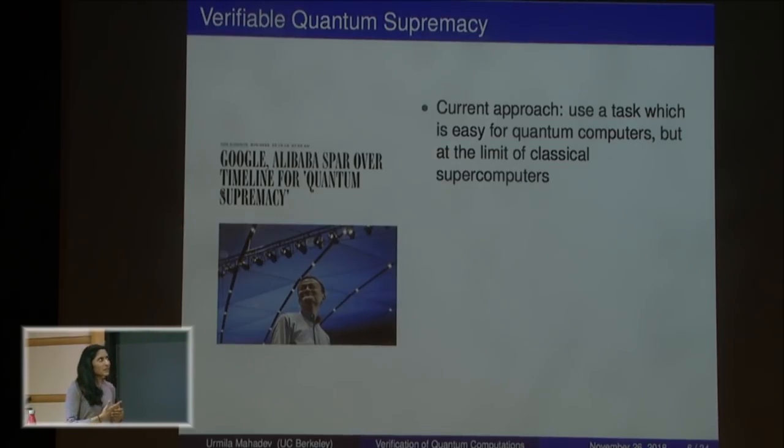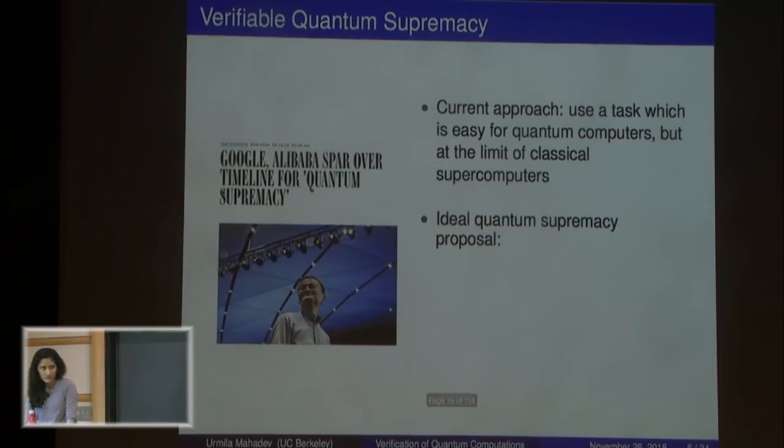But the problem with this kind of approach is that it requires a lot of assumptions. What they're saying is there's this problem at the borderline of classical supercomputer power. If we go anywhere past this borderline, it means that the quantum computer has surpassed the power of classical computers, but we can't check it anymore because we're past that line. So this is not ideal, and the reason we're doing this is because we don't know how to handle the issue of testing. And what an ideal quantum supremacy proposal would look like is as follows.